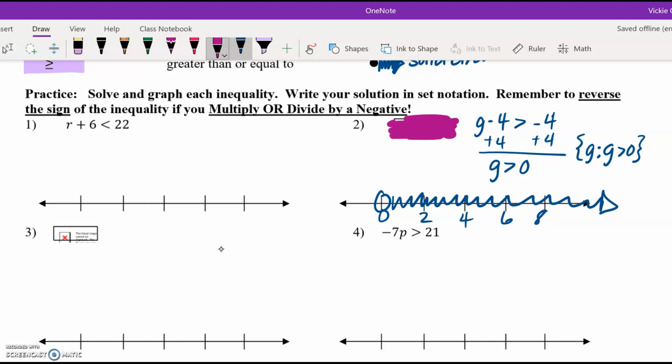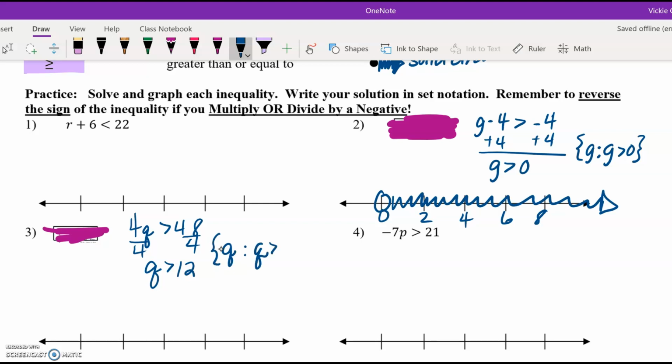I'm also going to do number 3. That inequality was 4q is greater than 48. I'm going to divide by 4, and I do not need to switch my inequality because I am not dividing by a negative. In set notation, this is q such that q is greater than 12.